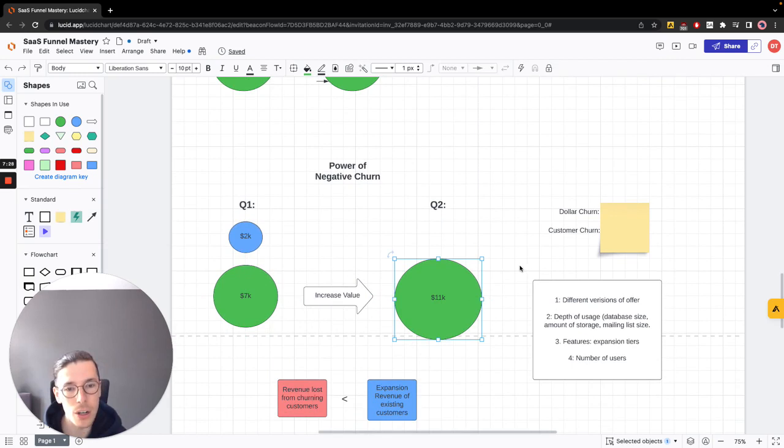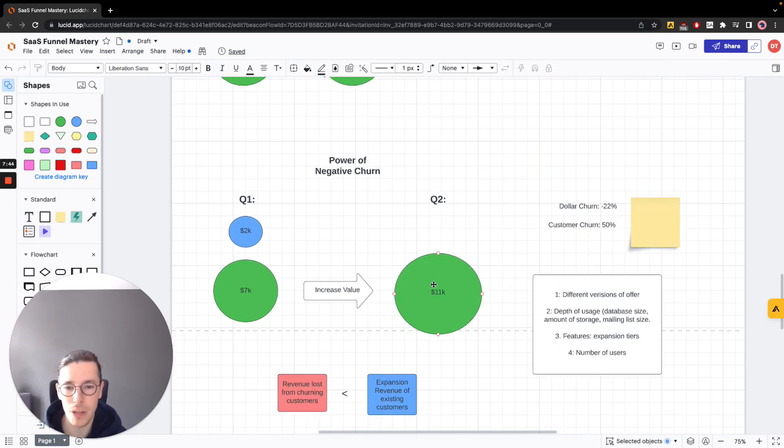Say we added on another 4K for them. Now what the dollar churn looks like is -22. So at this point, we've actually increased the value of the client. So it's worth more than both clients combined at this point. So 9K versus 11K. And we still maintain this current 50% customer churn, but it's actually become profitable for us.